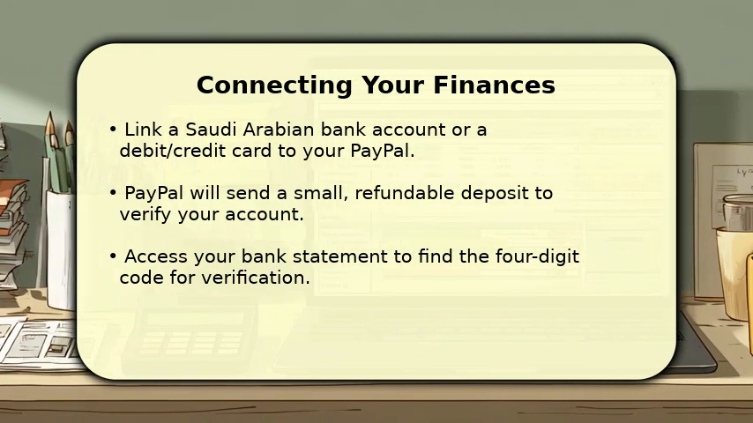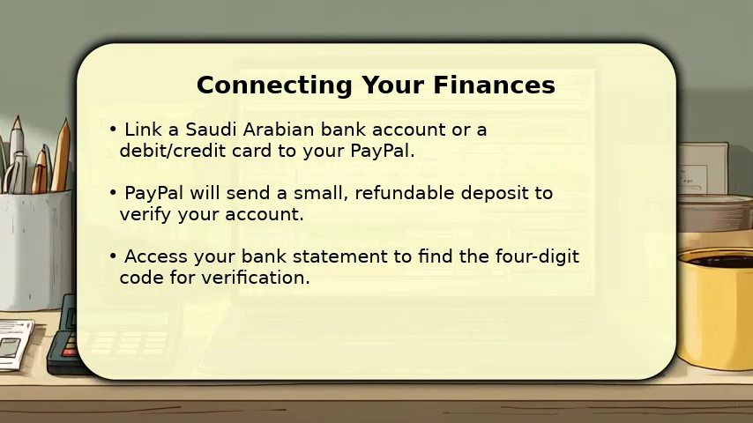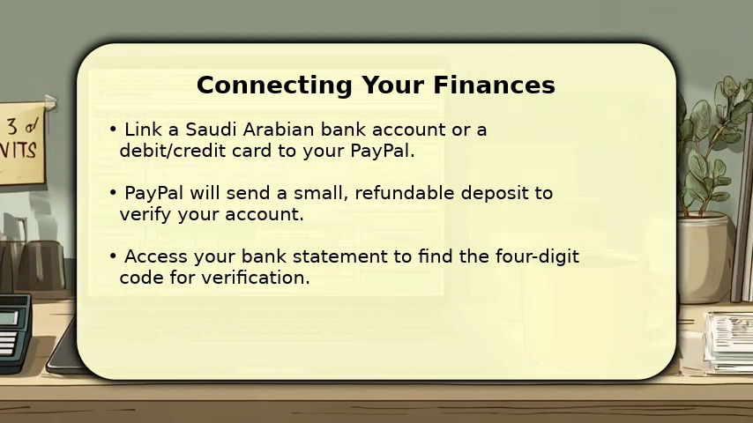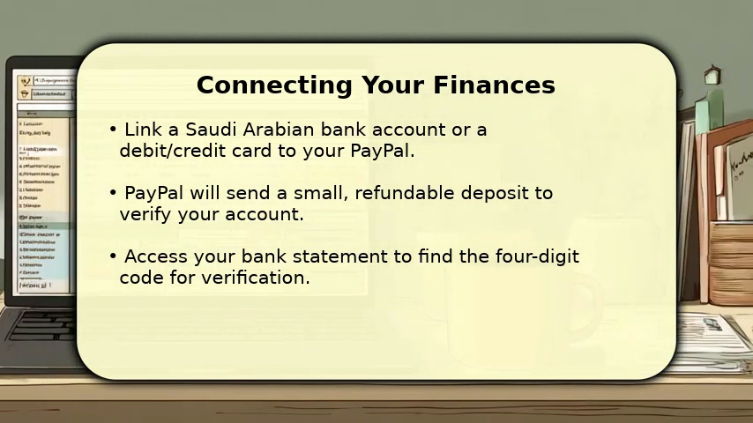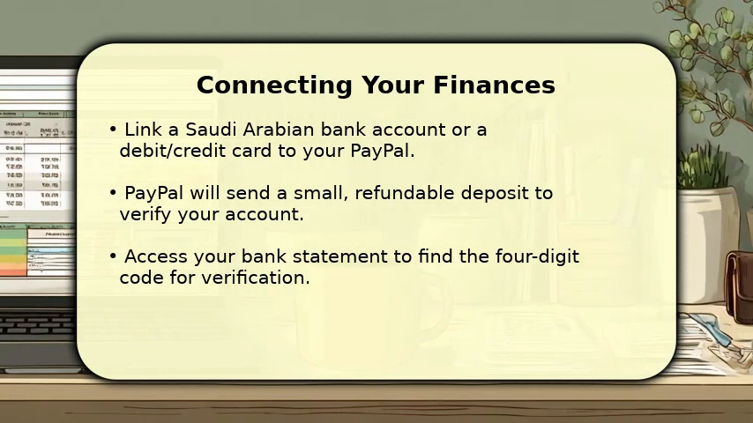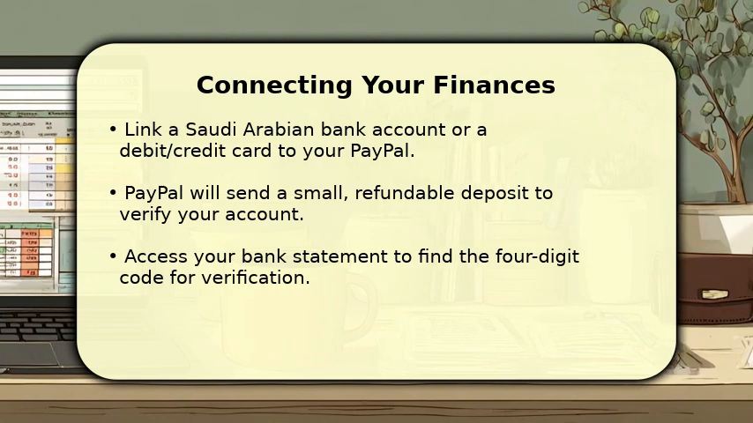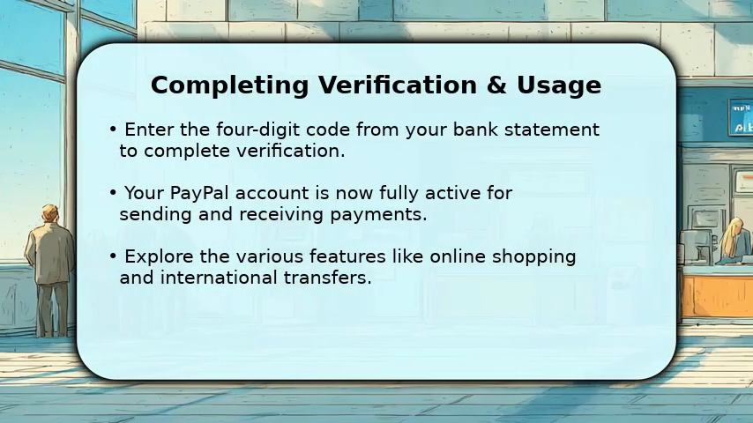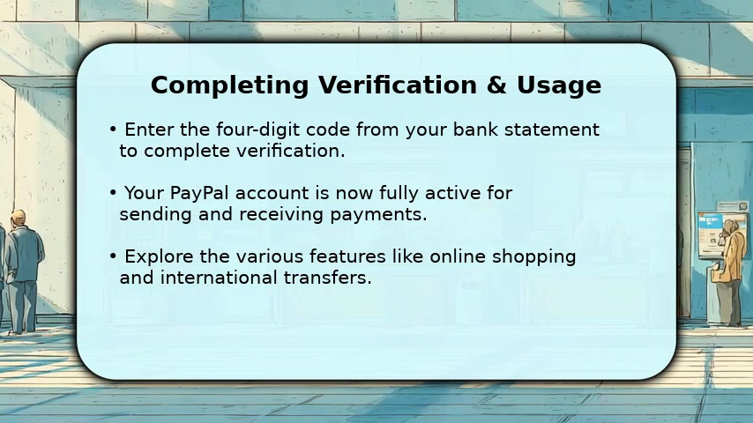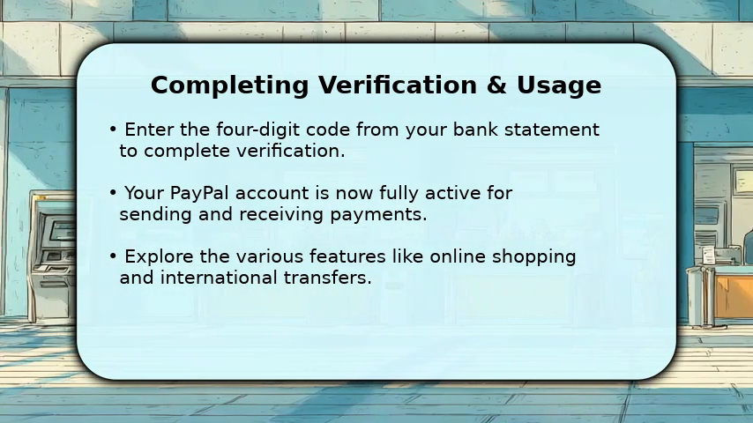PayPal will send a small, refundable deposit, typically less than 1 Saudi riyal, to your linked account. This transaction includes a unique 4-digit code that you will need to retrieve from your bank statement online or through your bank's mobile application. Finally, log back into your PayPal account and enter the 4-digit code from your bank statement to complete the verification process.